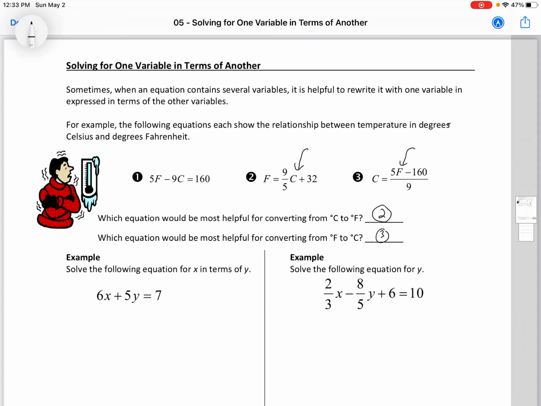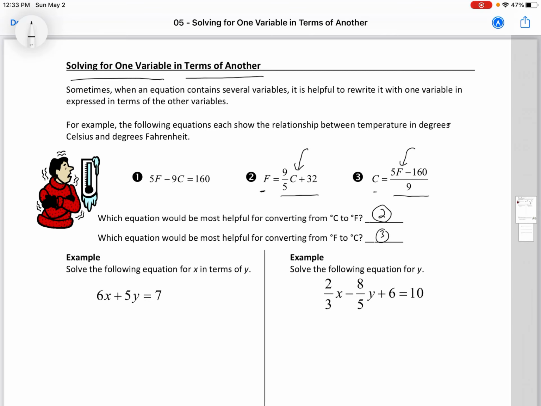So, what's the point of all this? The point of all this is sometimes we will want an equation when we have solved for, let's look at number 2, when we've solved for F with terms over here that have C in them, and sometimes maybe we'll want to solve for C with terms over here that have F in them, and that's what this title means, solving for one variable in terms of another.